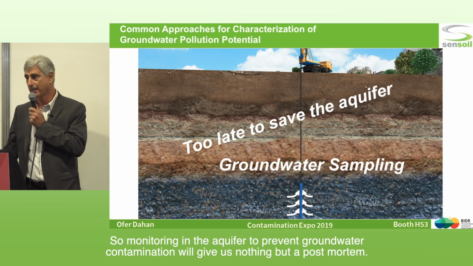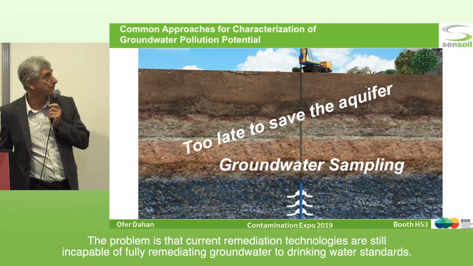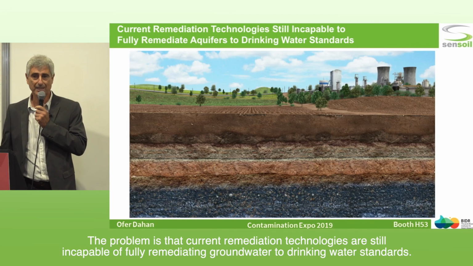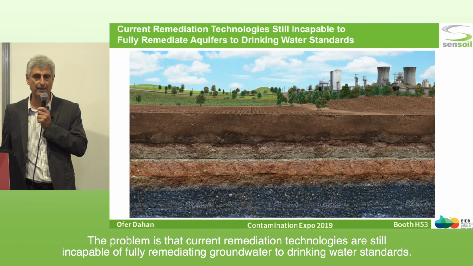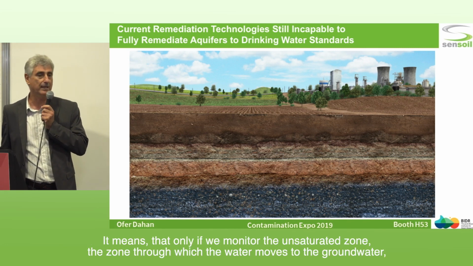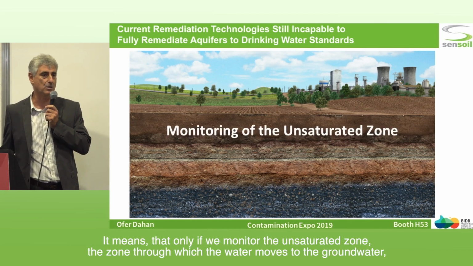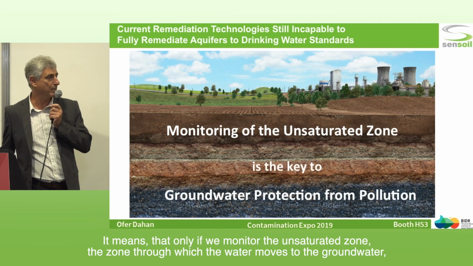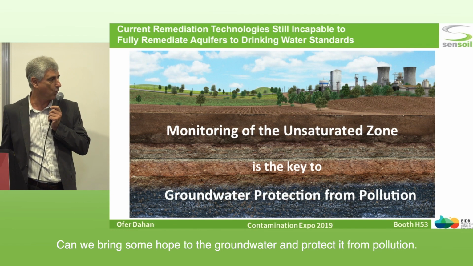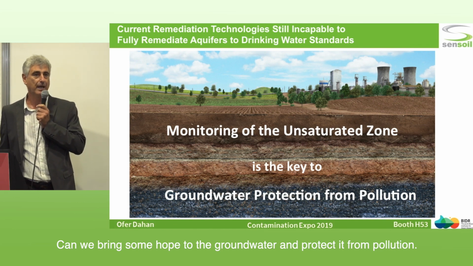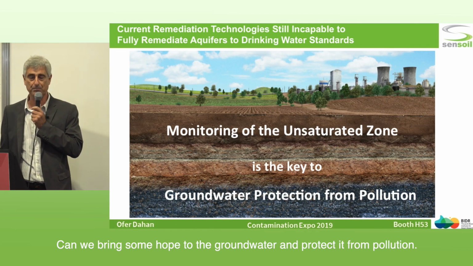So monitoring in the aquifer in order to prevent groundwater contamination will give us nothing more than a post-mortem for this aquifer. And the problem is, since current remediation technologies today are incapable of fully remediating groundwater to drinking water standards, it means that only if we monitor the unsaturated zone, the zone through which water moves to the groundwater, can we bring some hope to the groundwater and protect it from pollution.